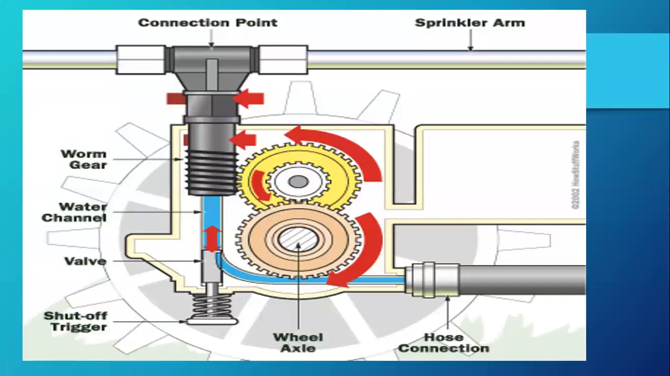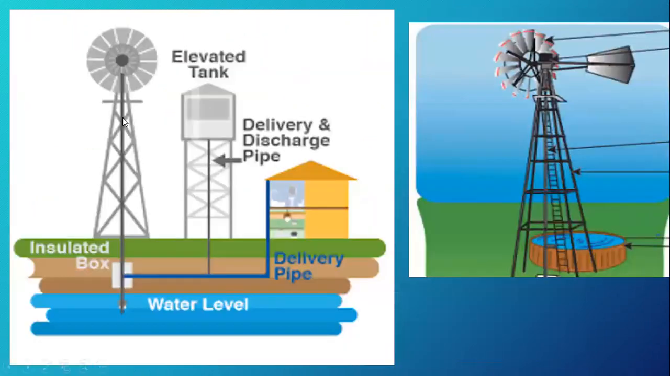Here is another picture. I have here moving water. This moving water will make the first wheel move, then the second gear, or second wheel, move. Then when the second one moves, it will make the worm gear move. Then this part will rotate, and the water will come out from the tube here and out in the hole. This is how the water sprinkler works.